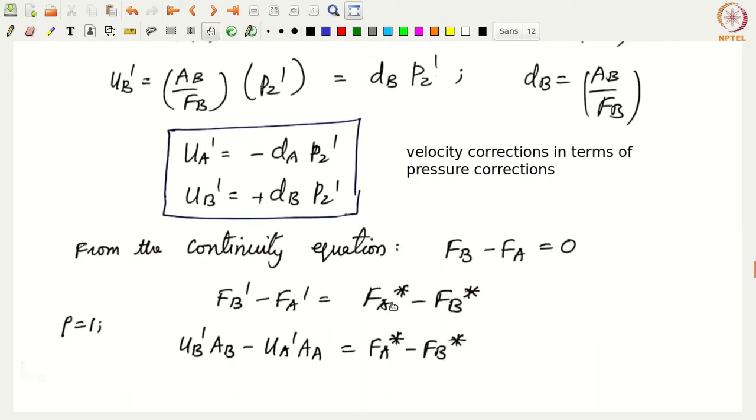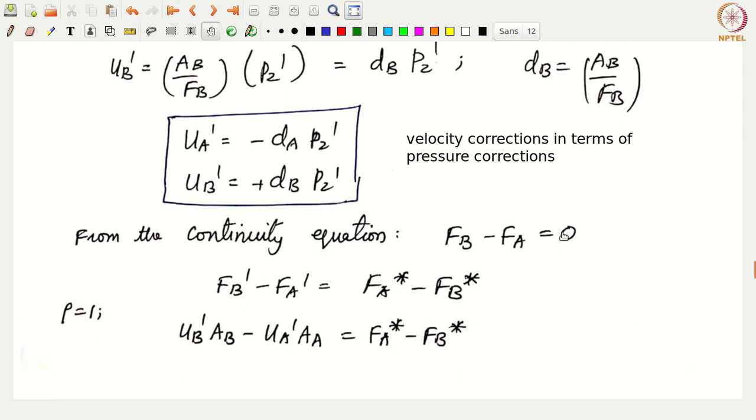So from the continuity equation, what we have is FB minus FA equals 0. Which of course can be decomposed into star and prime values, and if the star values are sent to the right hand side, we get FB prime minus FA prime equals FA star minus FB star. Then density is given as 1, so we can write FB as rho UB, rho UA. That means rho is 1, so we can write this as UB prime AB minus UA prime AA equals FA star minus FB star.